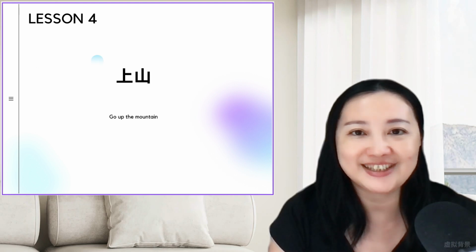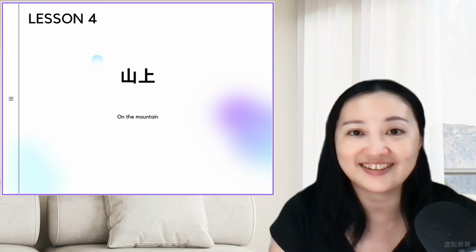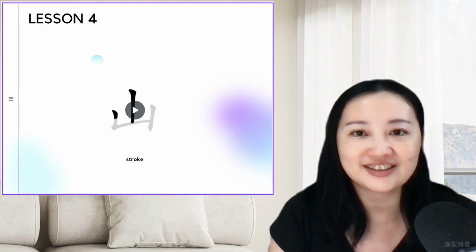How to read this word? 上山. Very good. Go up the mountain. The sequence just changed. 山上. On top of the mountains. And let's check out the stroke videos.